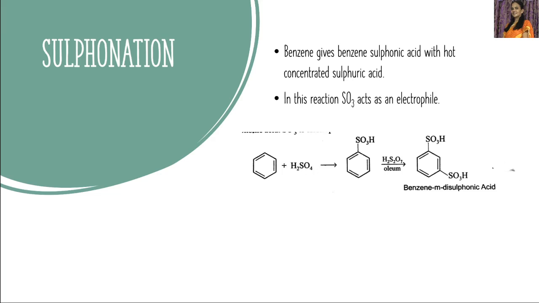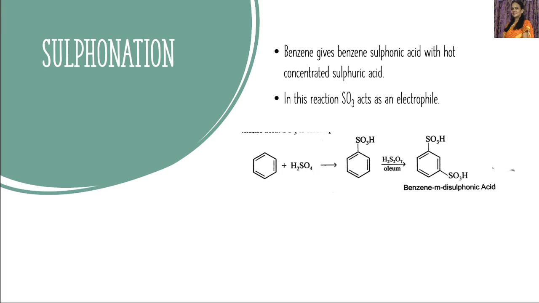Right. So let's consider the example here. Benzene reacts with concentrated sulfuric acid to form benzene sulfonic acid. On the benzene ring, one hydrogen atom is replaced by a sulfonic acid group. Here SO3 acts as an electrophile and replaces one of the hydrogen atoms of this benzene ring to form benzene sulfonic acid. Thus it is an electrophilic substitution reaction.